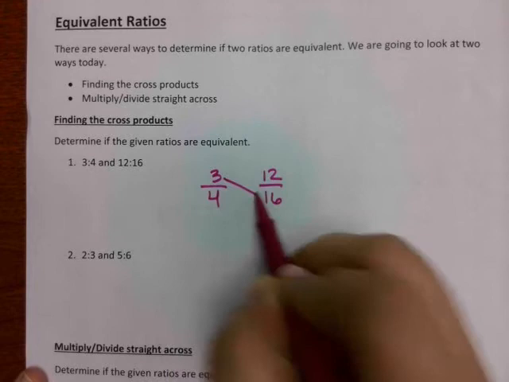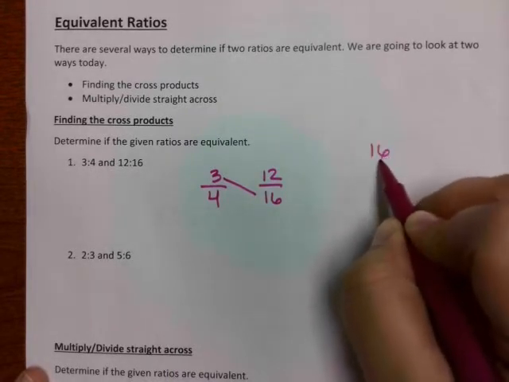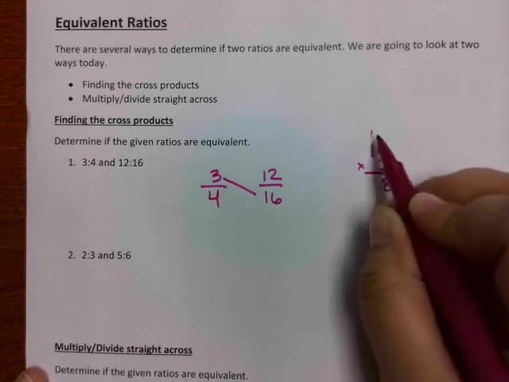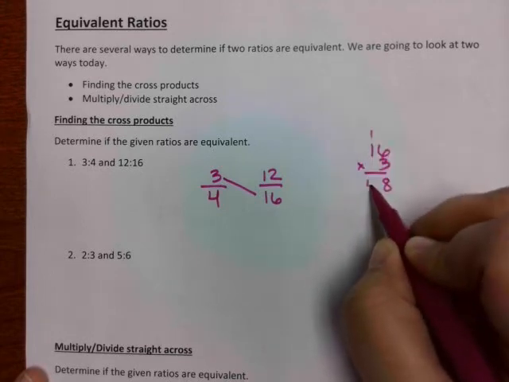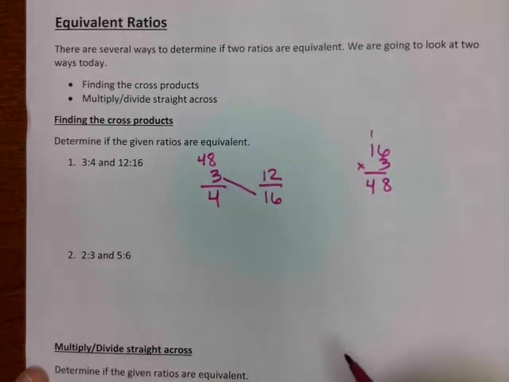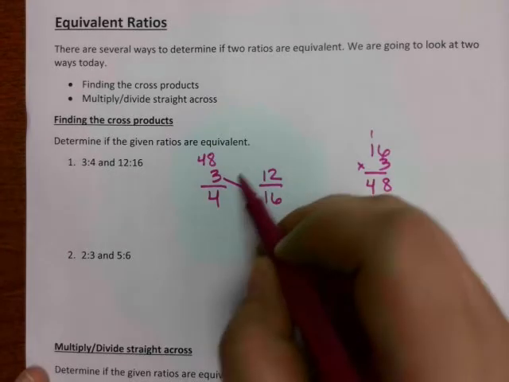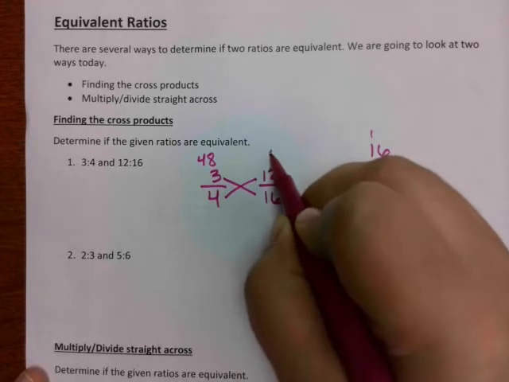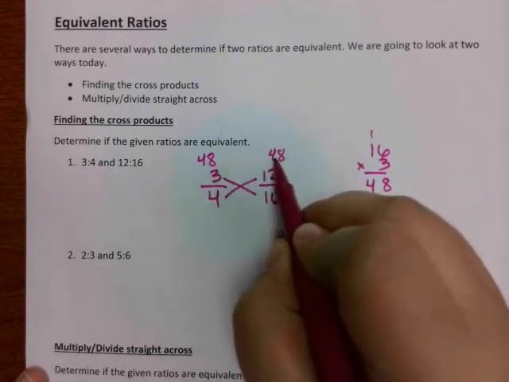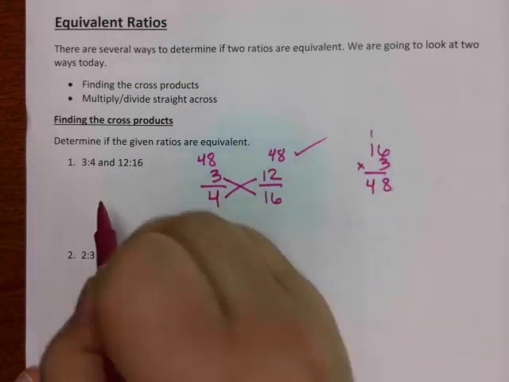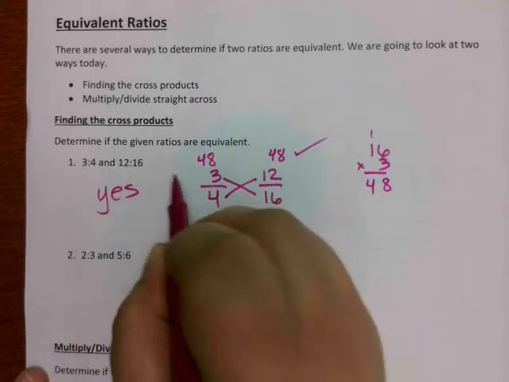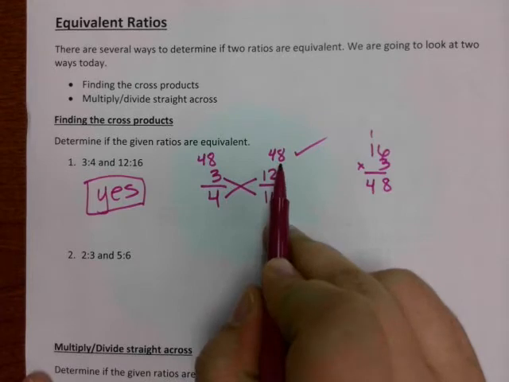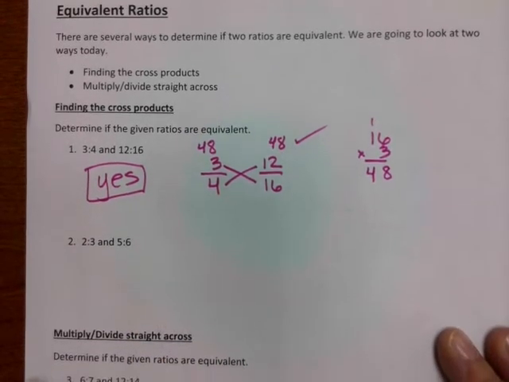To determine if these are equivalent, we are going to do the cross products method, which is cross multiplying. We multiply these two together: 16 times 3 is 48. I'm going to put that answer up here at the top, 48. Now I multiply these two numbers together, 12 times 4, which is 48. Because these two numbers are the same, these ratios are equivalent. So are they equivalent? Yes. If the cross products are equal, then the ratios are equal.